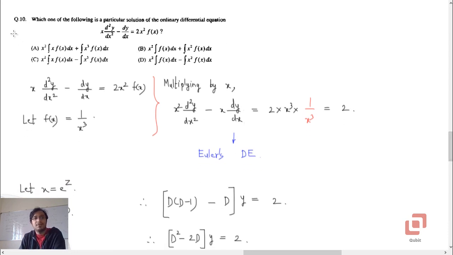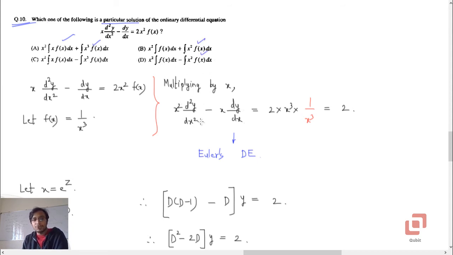Question 10 is again based on ordinary differential equations of higher order, but a slightly different question, or I would say I have solved it in a different way. Which one of the following is a particular solution or particular integral of the ordinary differential equation x d²y/dx² minus dy/dx equals 2x² into f(x)? And we have got 4 options, A, B, C, D, as usual. All of them involve x into f(x) and some other integral involving f.